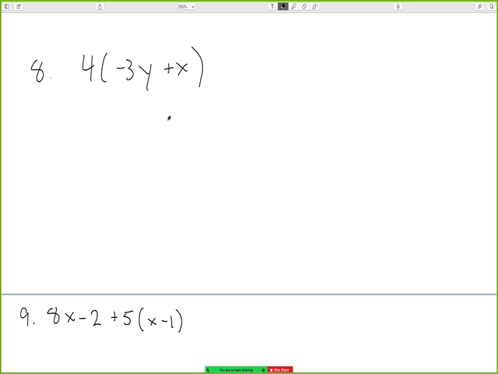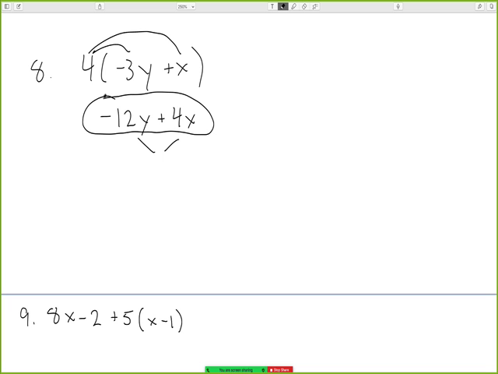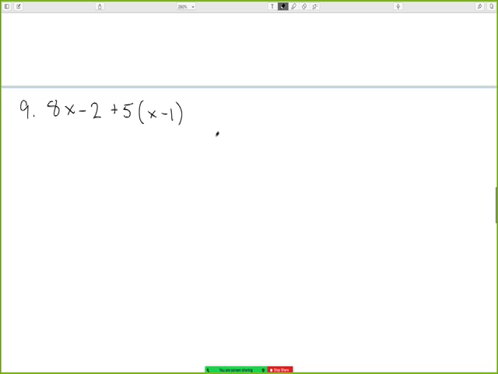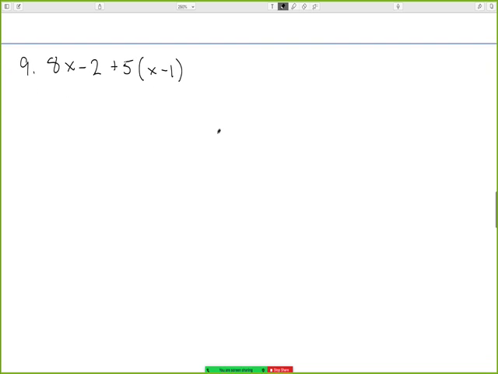Alright, some people are changing their answer. Let's distribute this. I'm getting 4 times negative 3 is negative 12y. And then we do 4 times x, and that's 4x. You can't combine these two terms because it's a y and an x, so that's the simplest you can write it as. So if you got that, good. If you didn't, go ahead and change it. Try 9. This is a similar problem, just a few more steps.